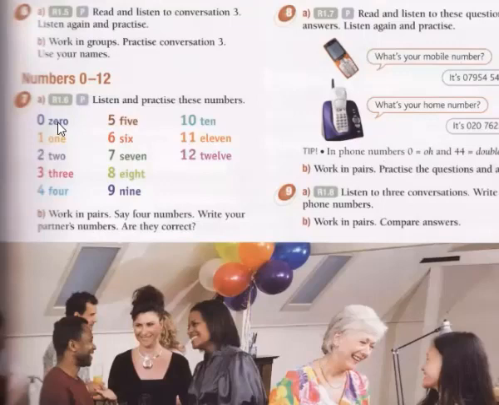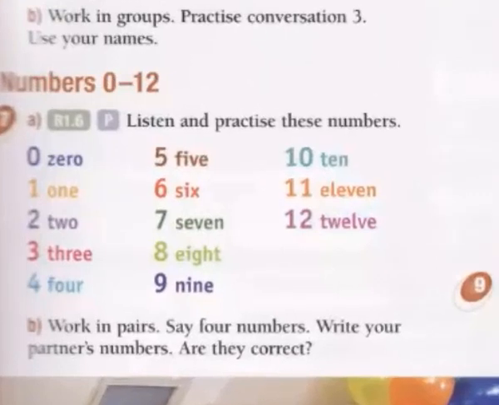So usually the numbers we need in order to give phone numbers are from 0 to 9. But in this lesson, we'll also learn numbers after 9, from 10 to 12. So let's read them together. First, 0. I'll try to repeat so that you learn faster. 0, 1, 2, 3, 4, 5, 6, 7, 8, 9, 10, 11, 12.